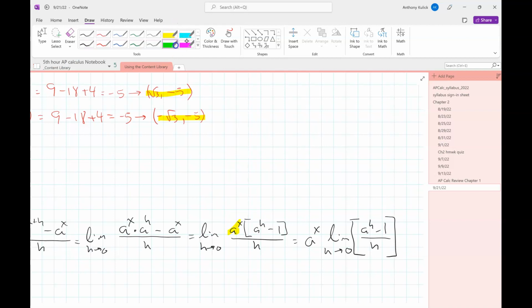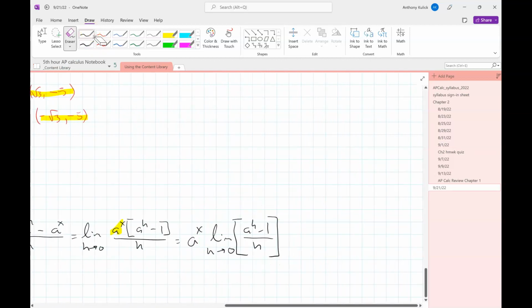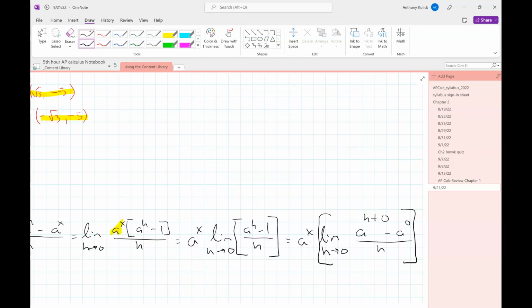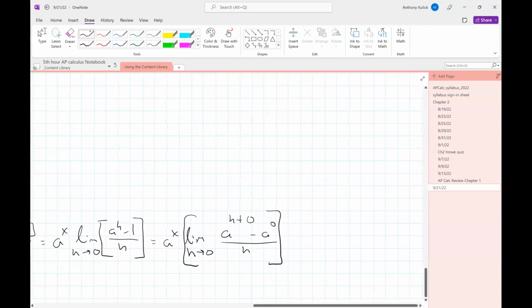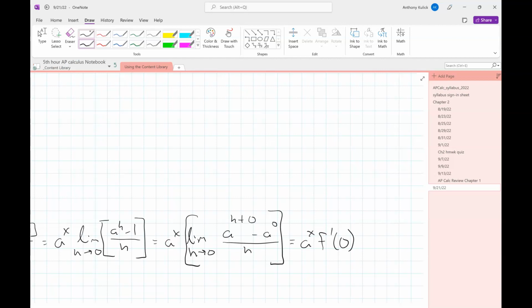Look at what we have here, though. I should just look at that part. You recognize that? Let me write it a different way for you then, since nobody seems to recognize it. What if I write it that way? What is that? That's f prime of 0, right? The derivative evaluated at 0.